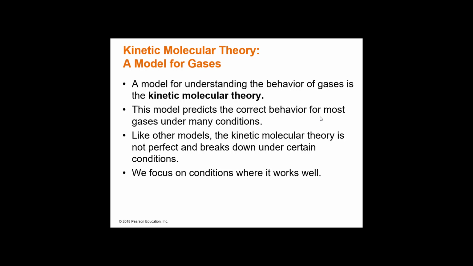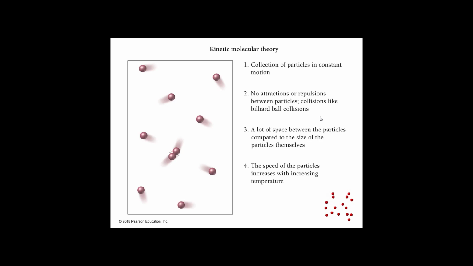And there are assumptions that are made to understand this kinetic molecular theory. But it does work pretty well for the most part to understand what's happening. So the kinetic molecular theory describes a collection of particles in constant motion. They never stop moving. They will keep moving no matter what. Even if they collide, they turn around and keep moving at a high velocity in the other direction.